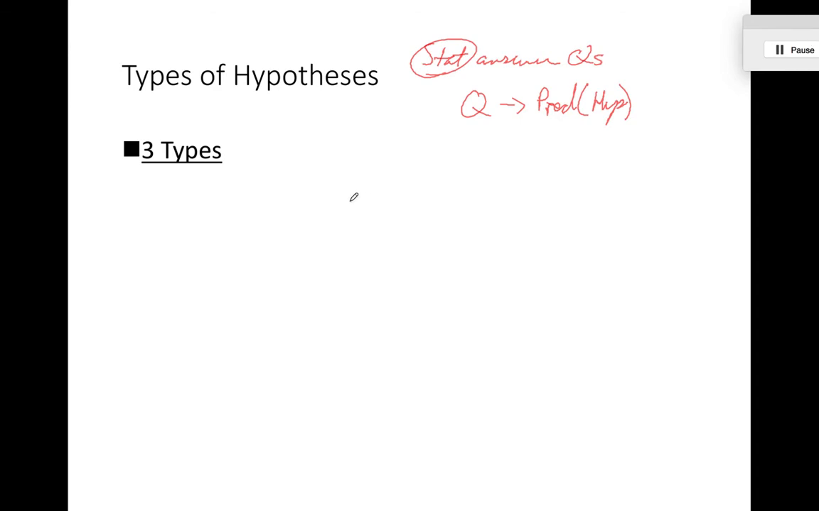So rather than saying that a prediction is an educated guess, what is a hypothesis? A hypothesis is going to be defined as the following: a prediction based on previous evidence. So a prediction based on previous evidence. Prediction from previous evidence, if you would like.